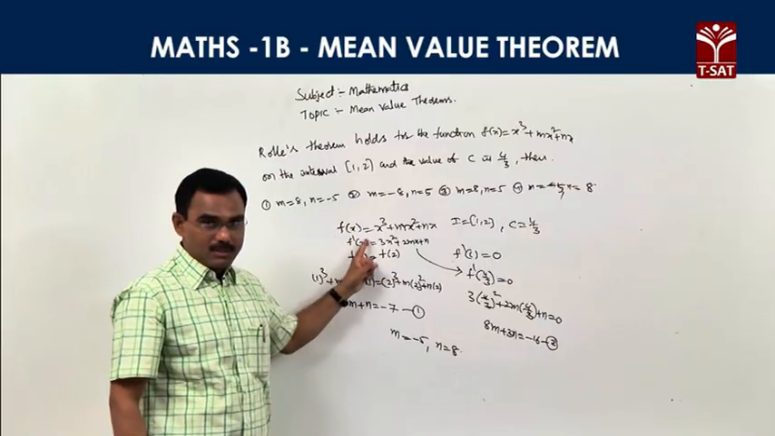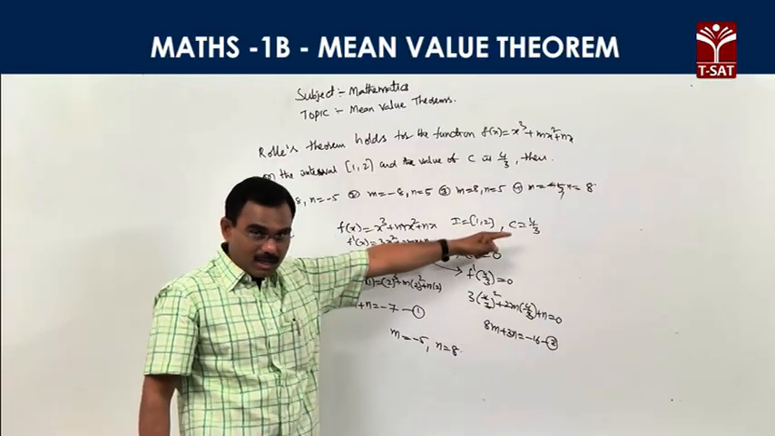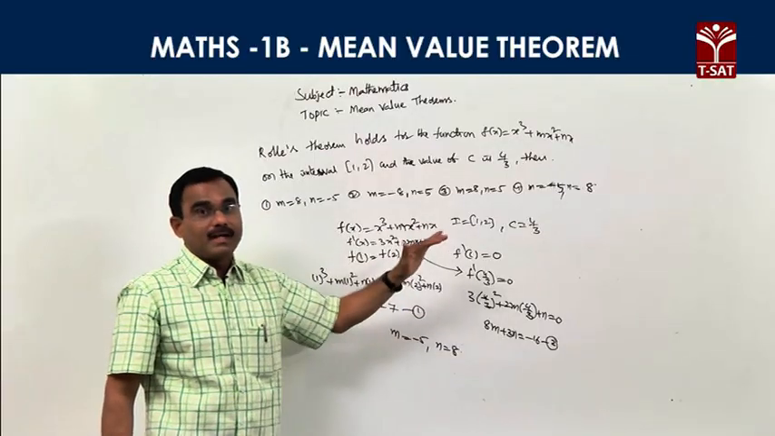What was given? First, f is the function, then the interval. The conclusion of Rolle's theorem, c, is given, and we are asked for the m and n values.